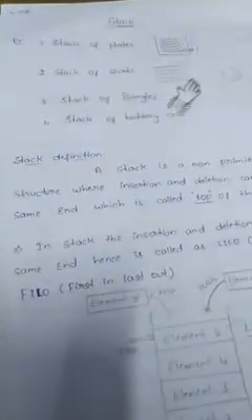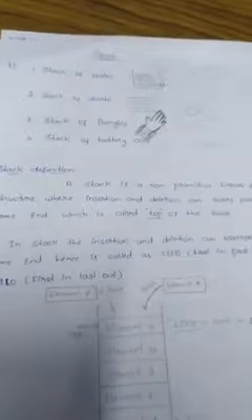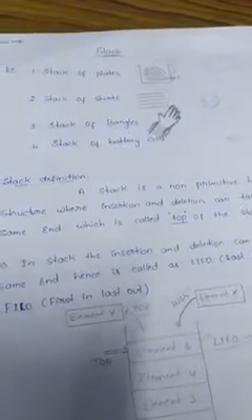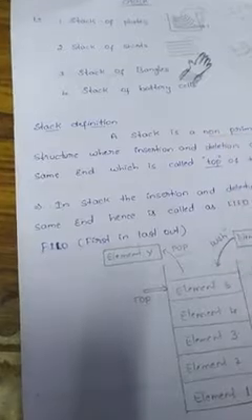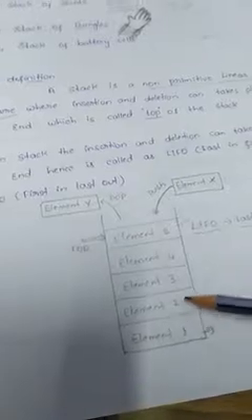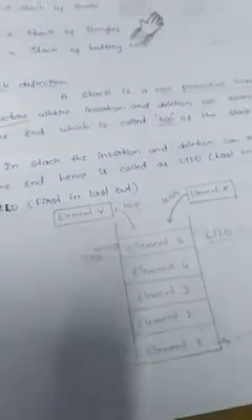Now we go for the definition of the stack. Stack is a non-primitive linear data structure where insertion and deletion can take place at the same end, which is called the top of the stack. Linear data structure means we are storing the elements in sequential or linear order, placing the elements one by one.